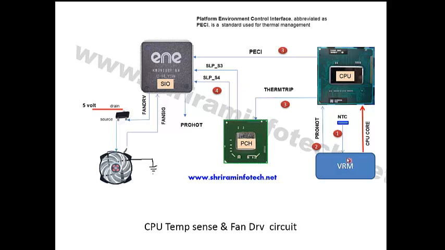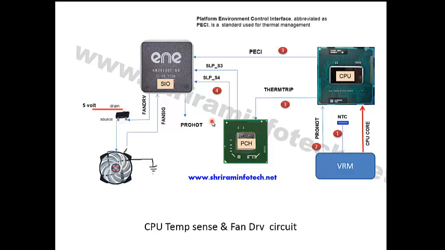The VRM section generates the next signal, called PROCHOT. That means the processor is very hot. This signal is given again to the CPU, and then the CPU generates the next signal, called thermal trip. When it sends out the thermal trip, this signal is sent to the PCH. At that time the PCH trips two signals, that is SLP_S3 and SLP_S4. These sleep mode signals terminate and turn off the laptop.